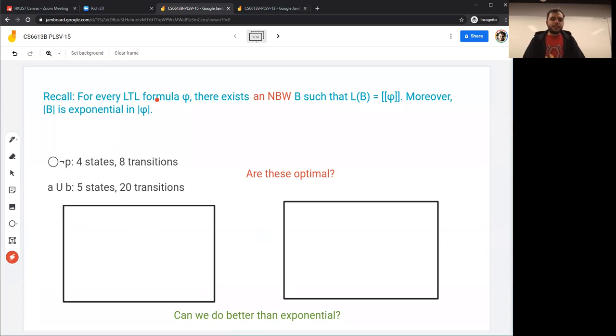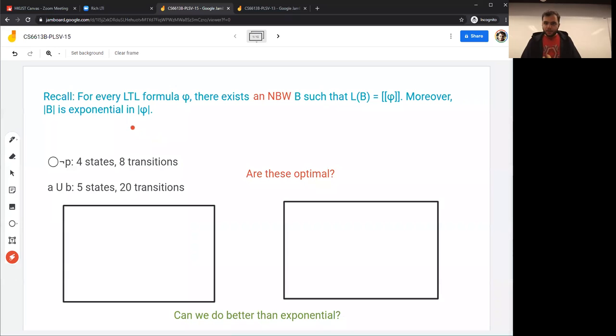So we talked about translating LTL formulas into non-deterministic Büchi automata. We said that for every LTL formula, there is some non-deterministic Büchi automaton, I'm calling it B here, such that the language of the automaton is exactly the set of traces that satisfy that LTL formula. Also, we talked about the complexity of the algorithm that we had for translating from LTL to NBW, and we said that the runtime was exponential, and also the size of the output NBW was also exponential in terms of the length of the original formula.